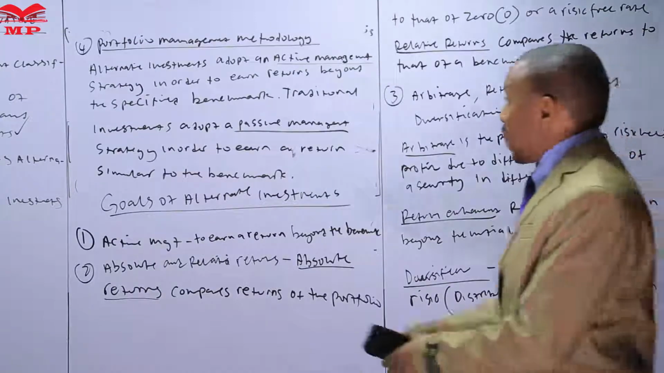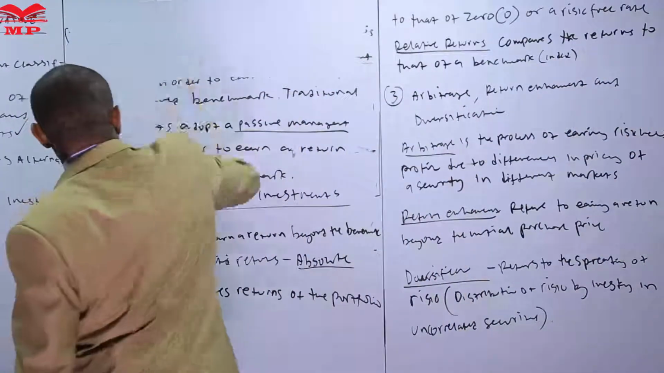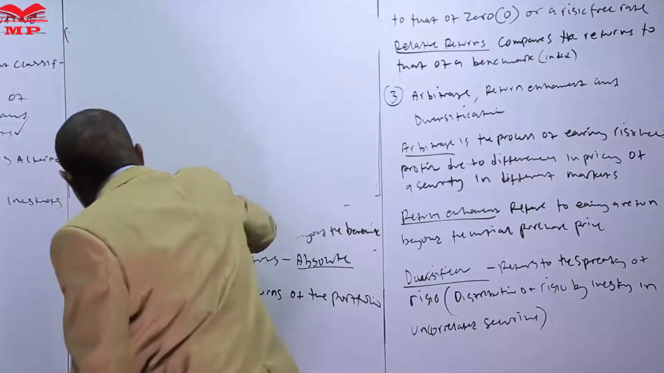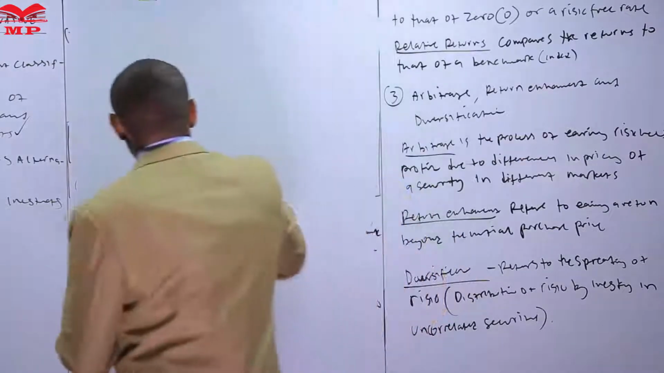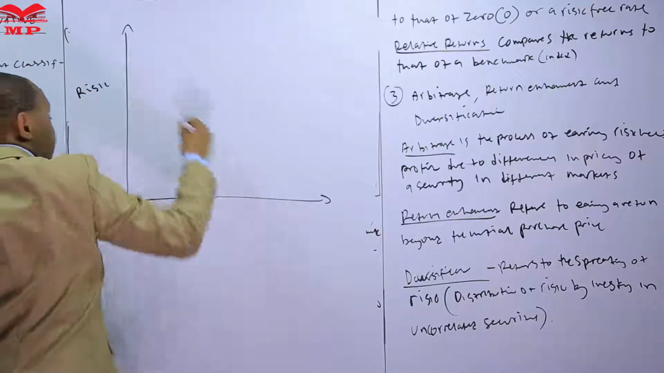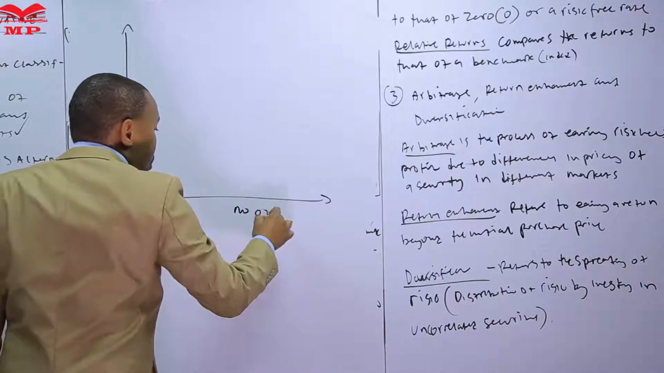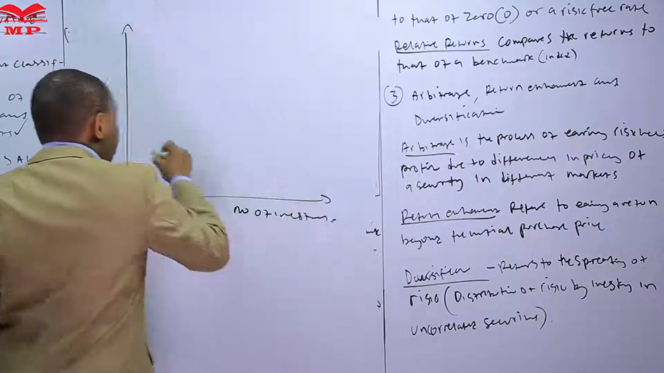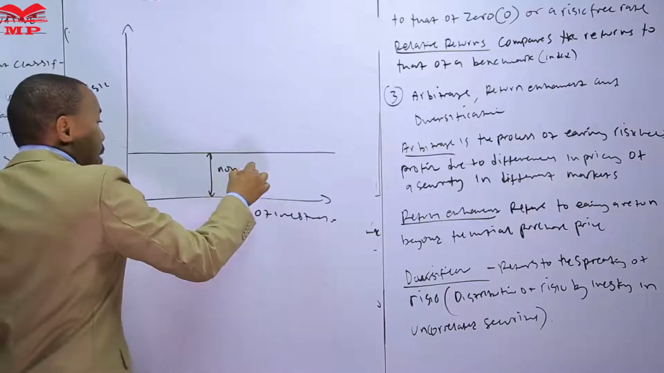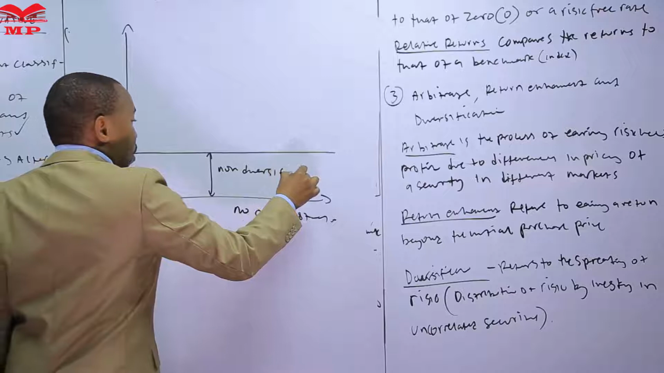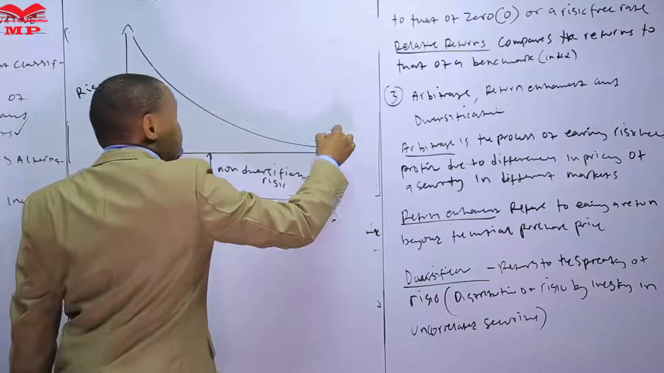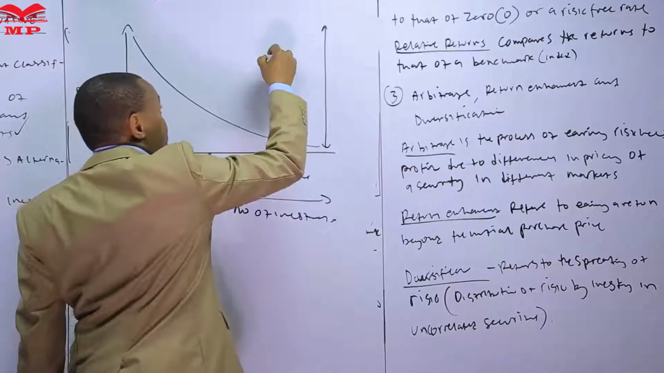I had drawn a graph. I can also redraw that graph again over here that demonstrates the implication of including alternative investments in a portfolio there. So we have risk there, and we have number of investments there. Each investment has got a risk inherent in it. This is the non-diversifiable risk, and this part here is the diversifiable risk.